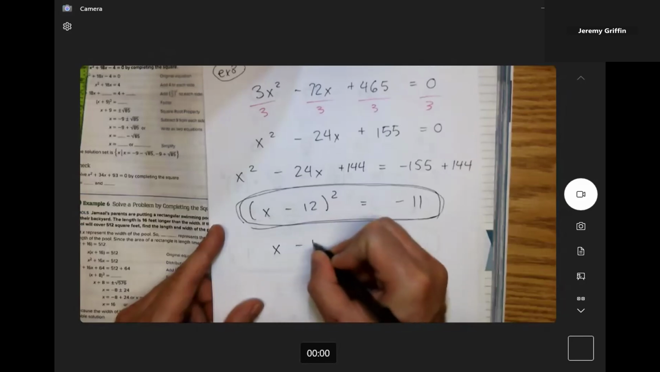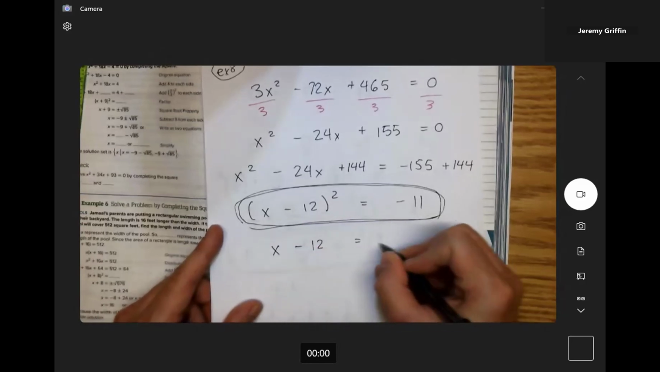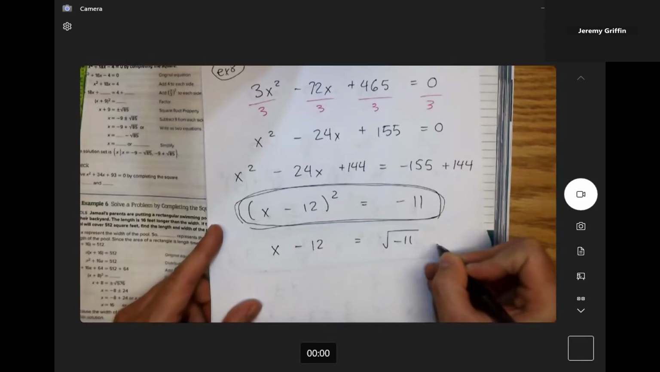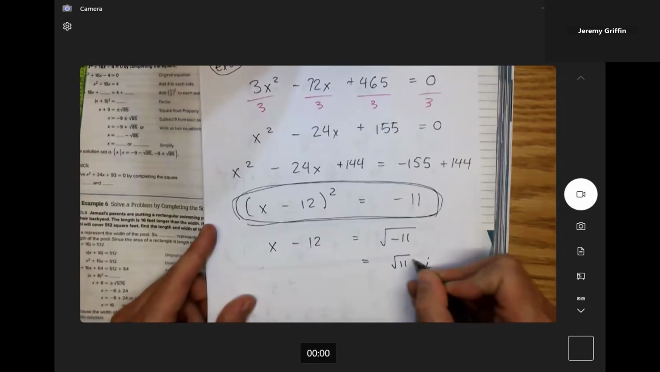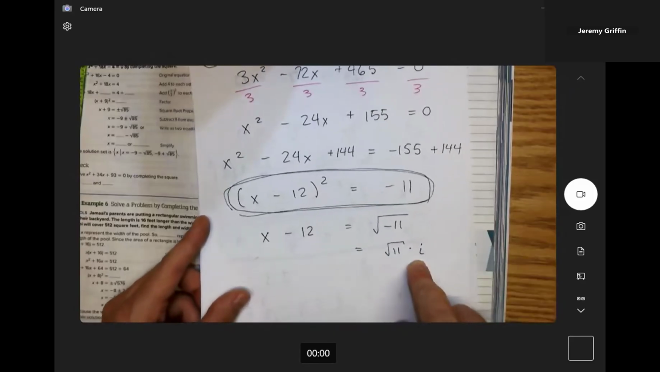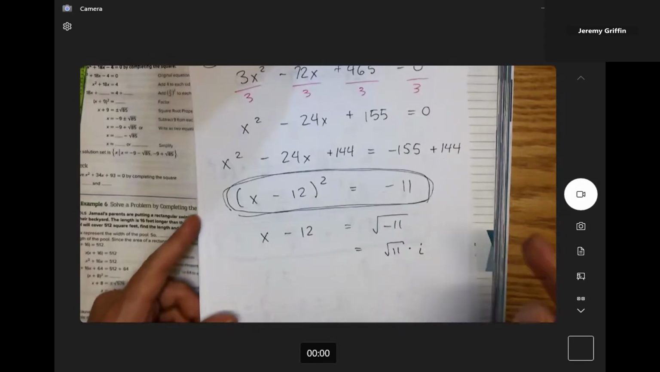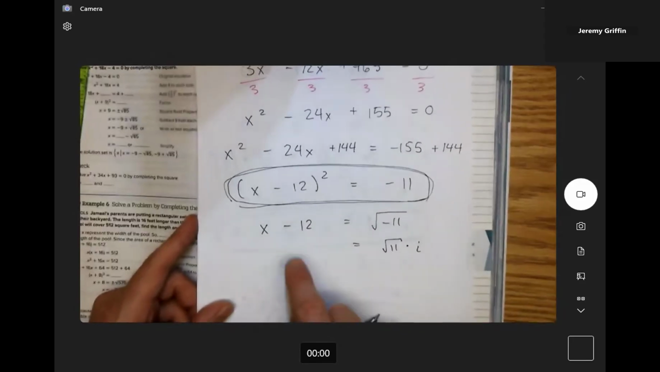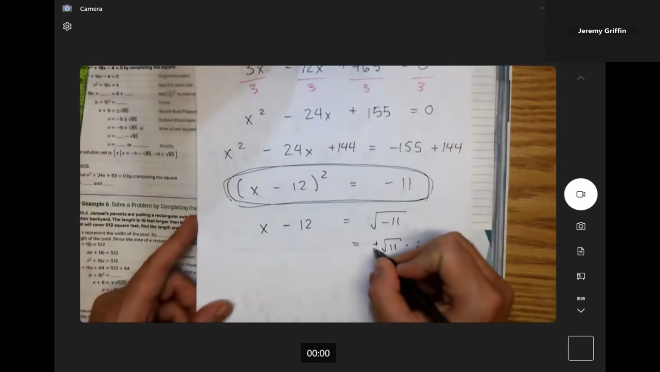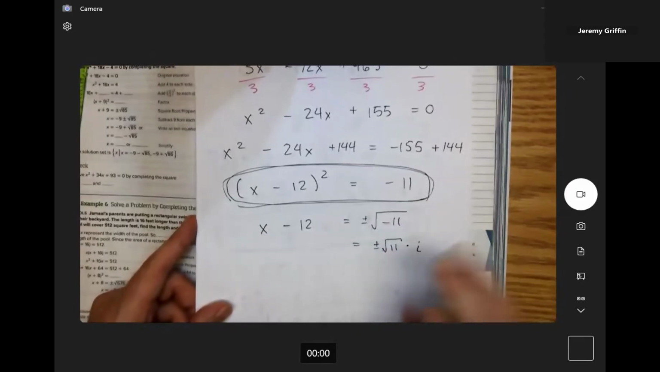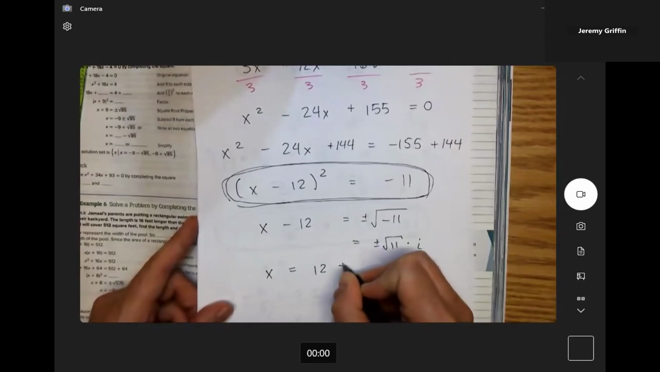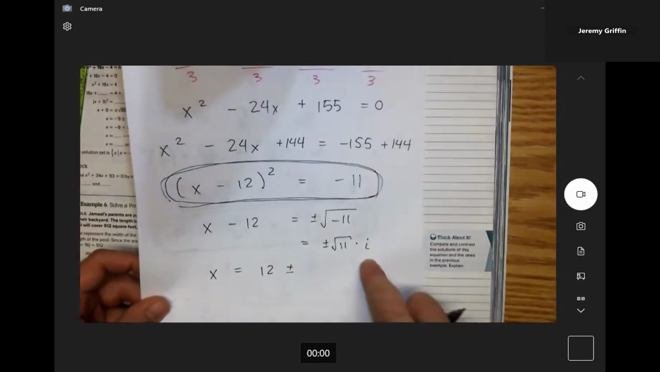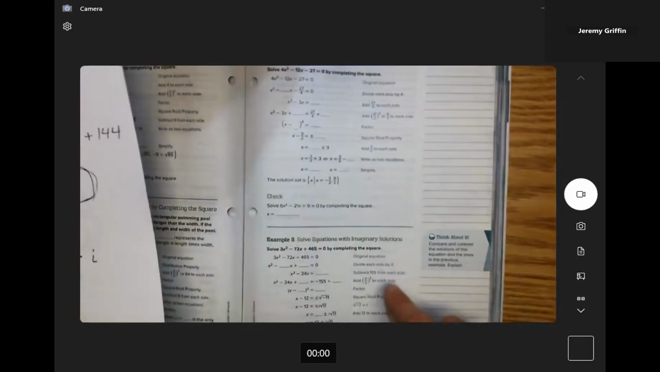So x minus 12, I just took the square root, equals the square root of negative 11, which is the same thing as square root of 11 times i, or i times the square root of 11, if you like. The square root of negative 1 is i, so we're going to have an i. Then I should do plus or minus. Then I can add over 12, x equals 12 plus or minus. Let me see how the book wrote this, if they put the i before or after.